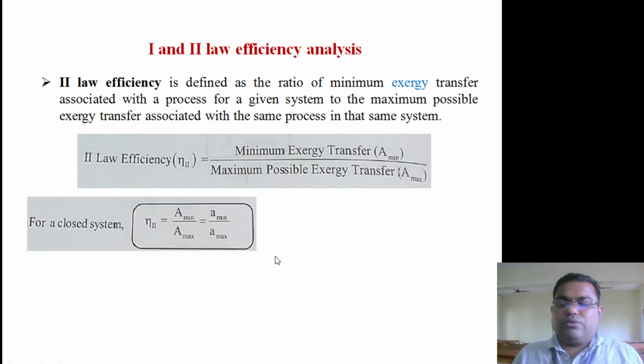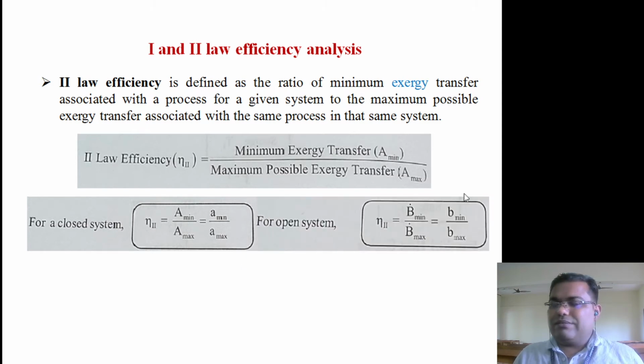So if you are defining it for a closed system, it will be defined in terms of A. This A is per unit mass, and this is the total available energy: A minimum by A maximum. For an open system, we define it in terms of B, because try to recall that in a closed system we defined the non-flow availability function as small a, and in the case of an open system we defined the Keenan function, that is B. That's why we use this terminology here: A minimum by A maximum, B minimum by B maximum.